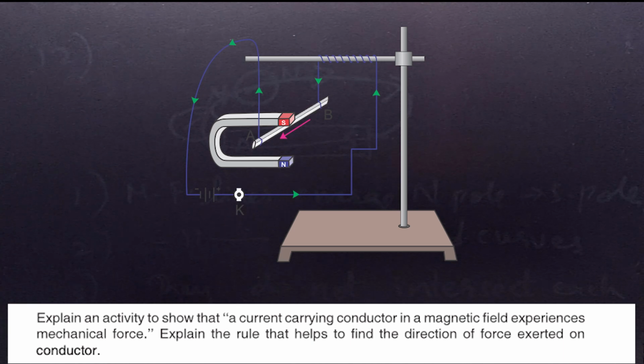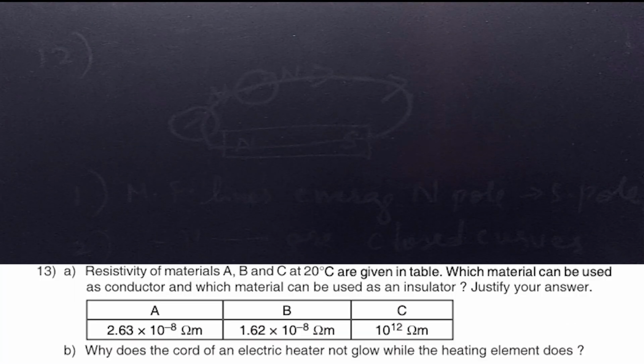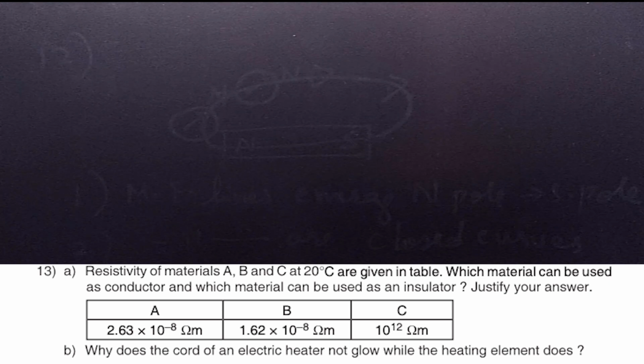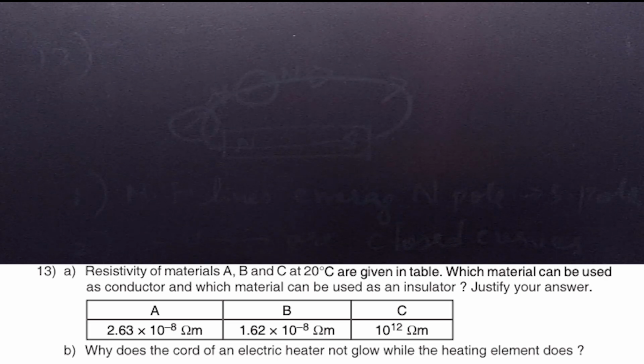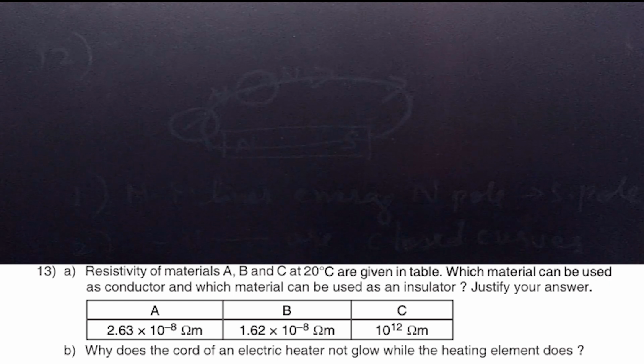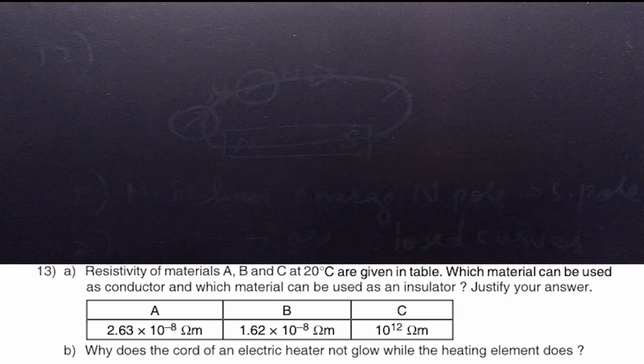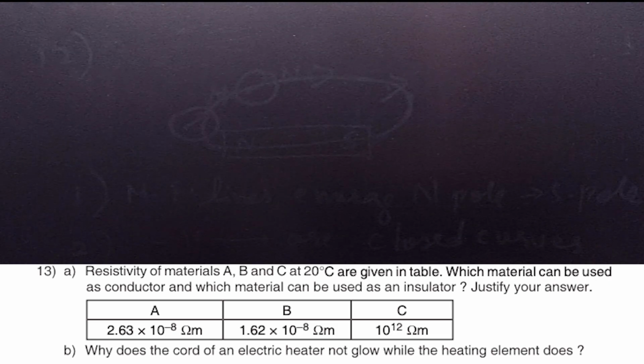Coming to the next question, 13th question. Resistivity of materials A, B and C at a particular temperature, that is 20 degrees Celsius, are given in the table. Which material can be used as a conductor and which material can be used as an insulator? Justify your answer. So you have to judge which is best to be used as a conductor and which is best to be used as an insulator, and justification also needs to be given.